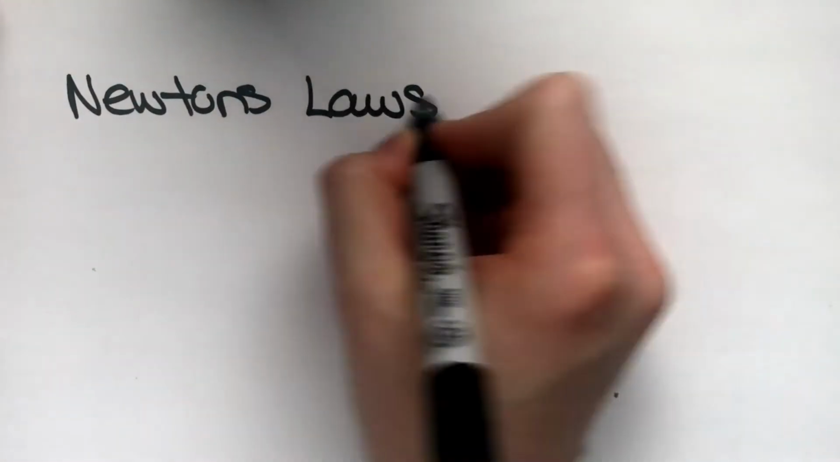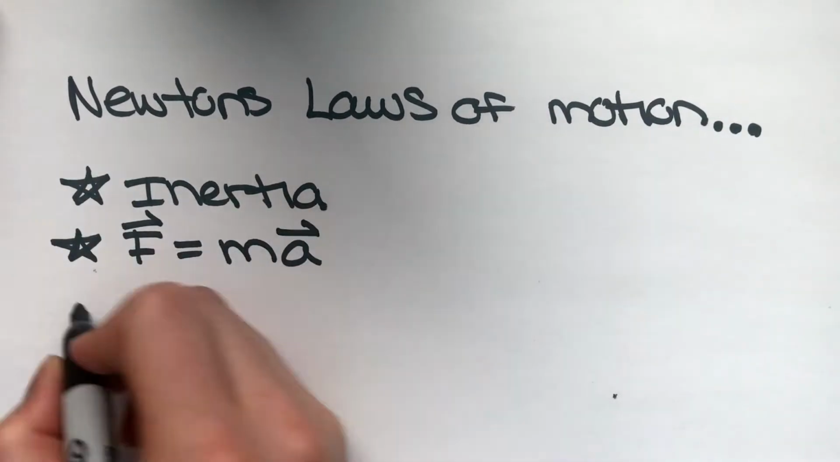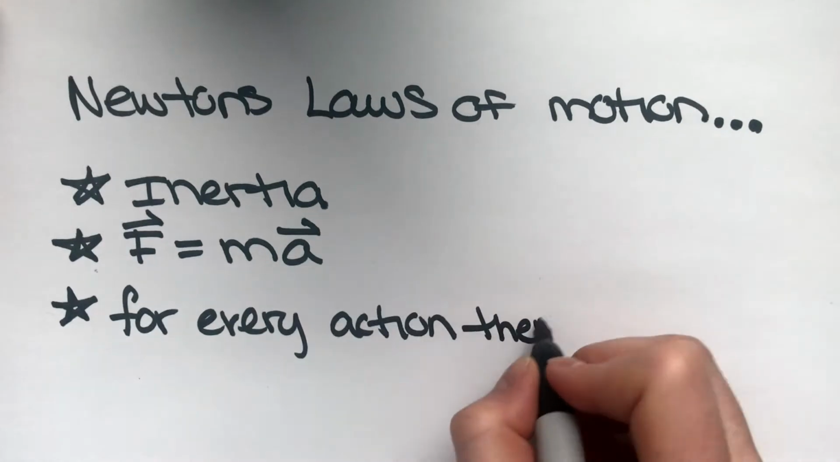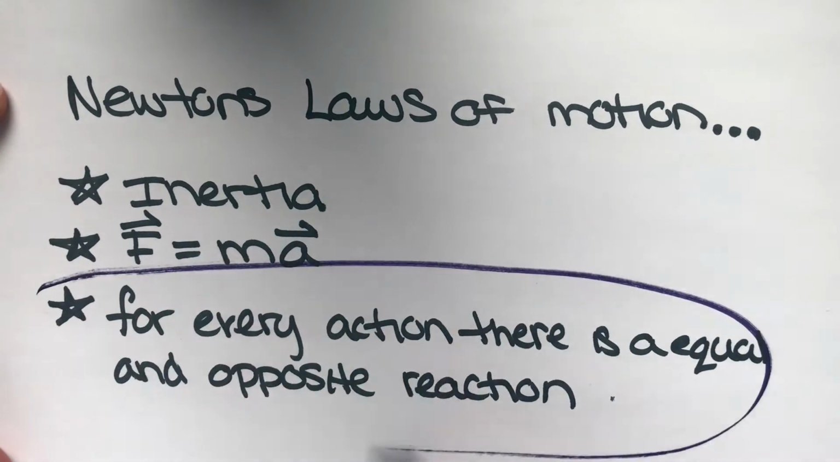Newton has 3 laws of motion. Inertia states that objects in motion will remain in motion. Force is equal to mass times acceleration, and for every action, there's an equal and opposite reaction, which is the one we're focusing on today.